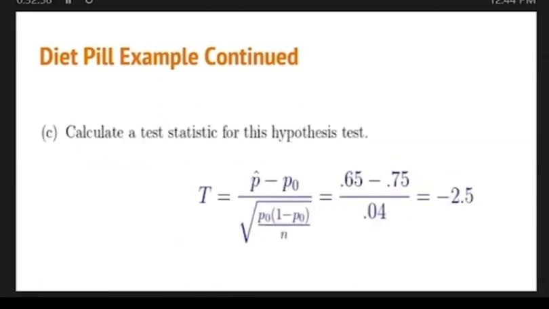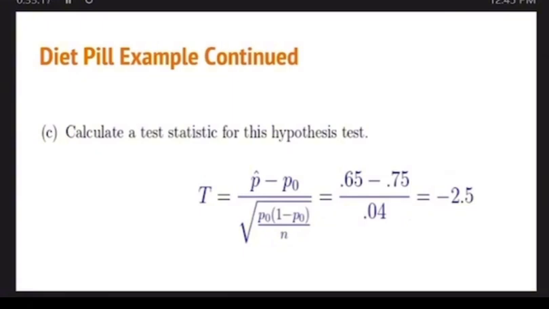Then I'm just going to plug in. I want to get my test statistic now. What is my p-hat? What you get in your sample: out of 100 users of this pill, 65% have lost weight. That would be your p-hat. That would be 0.65.